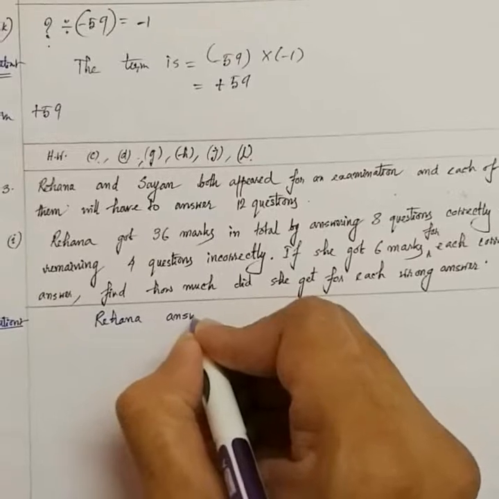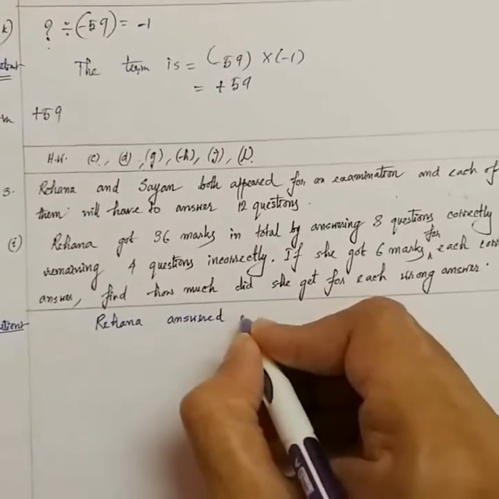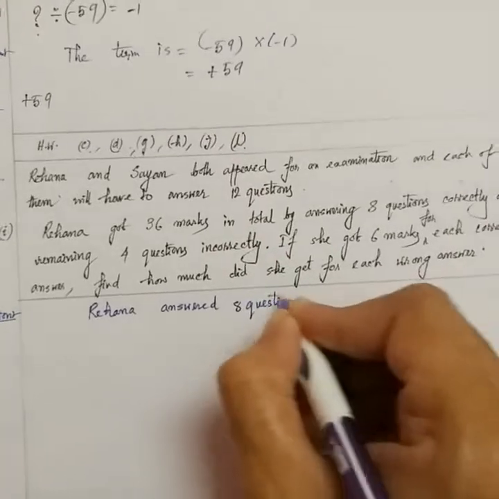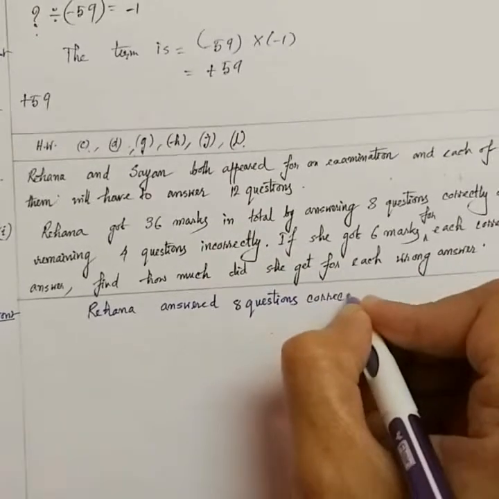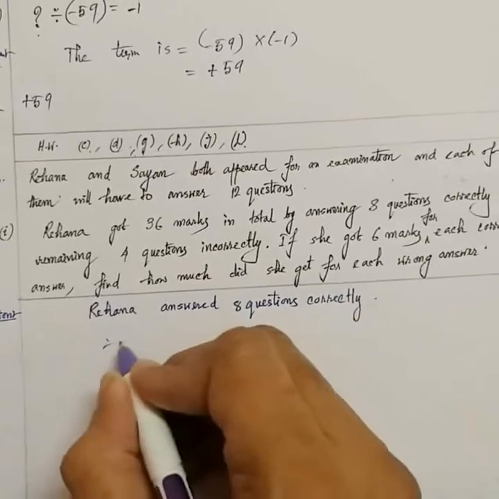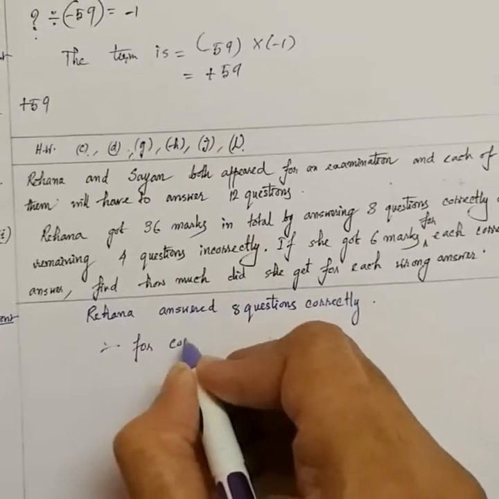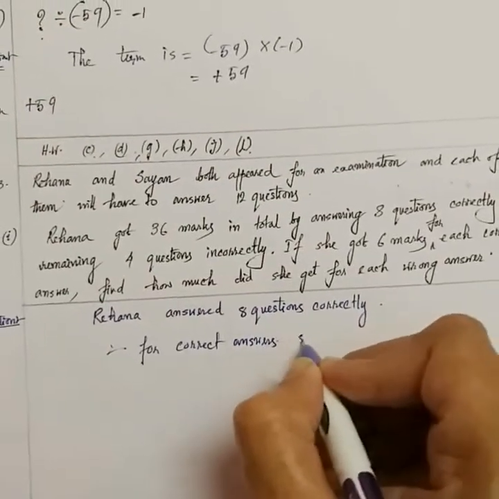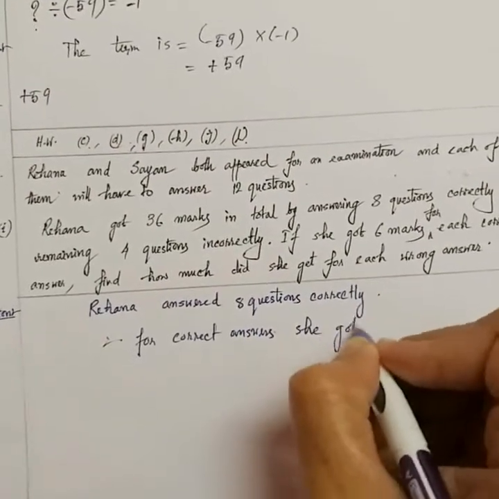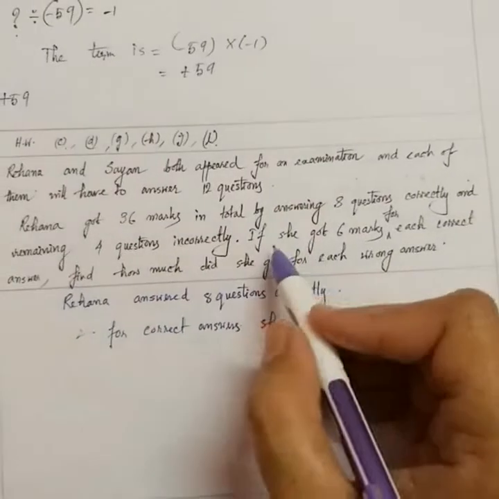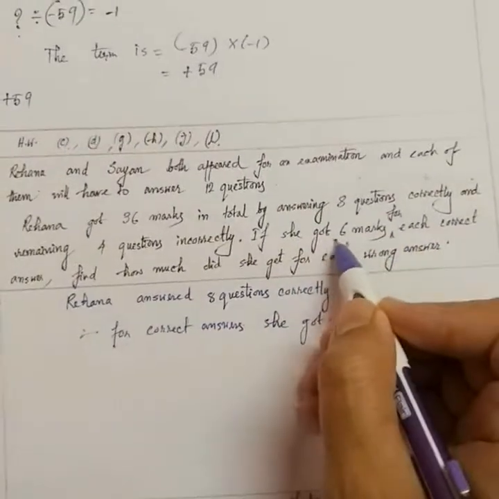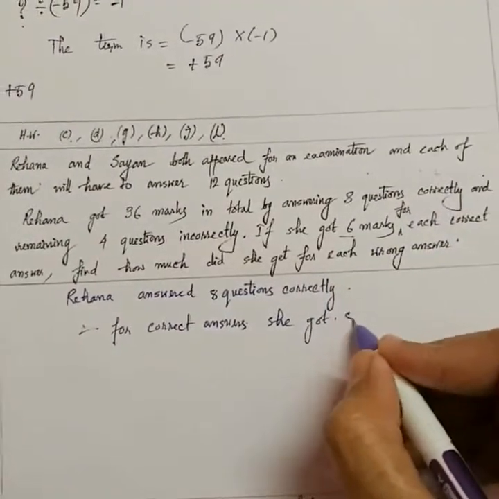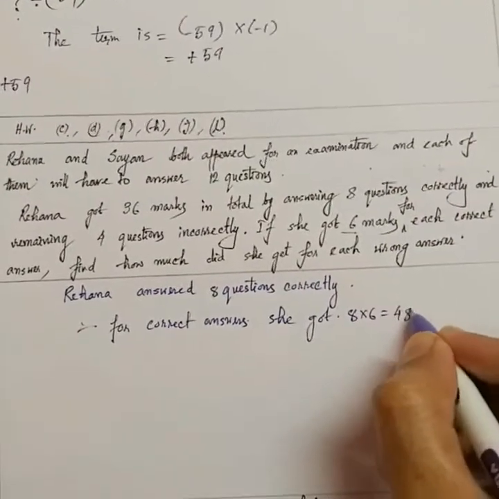So you can see that Rehana answered 8 questions correctly. So for correct answers, she got, you can see that for each correct answer she gets 6 marks. So therefore for 8 correct answers she gets 8 times 6, that is 48 marks.